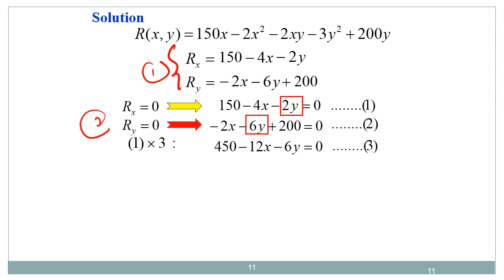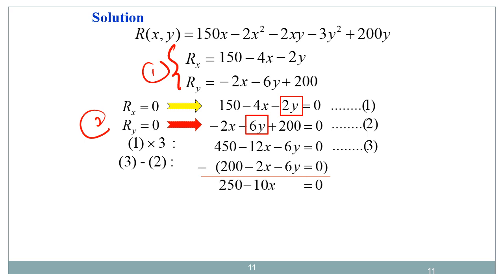Then subtract equation 2 from equation 3. So 450 minus 200 is 250. Negative 12x minus negative 2x is negative 10x. Negative 6y minus negative 6y is 0, and the right side is 0 minus 0 equal to 0. So we have 250 minus 10x equal to 0, and then 10x equal to 250, so x equal to 25.